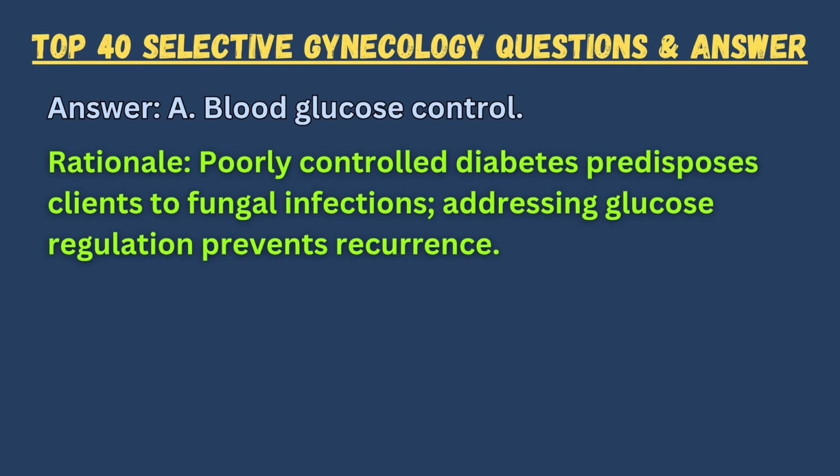Answer. A. Blood glucose control. Rationale. Poorly controlled diabetes predisposes clients to fungal infections. Addressing glucose regulation prevents recurrence.